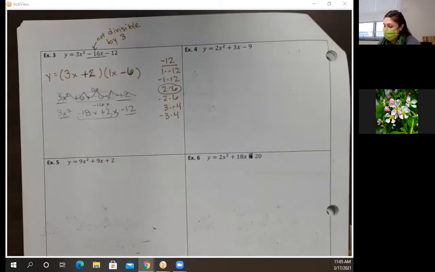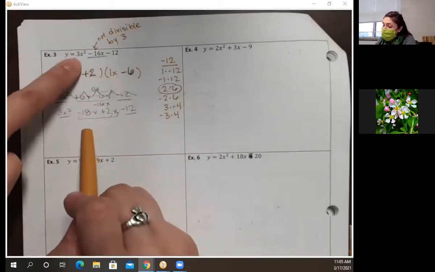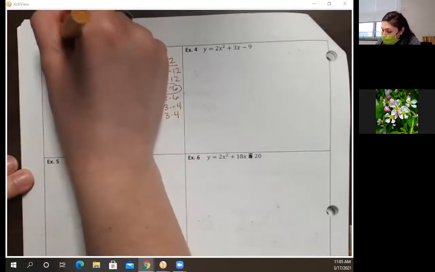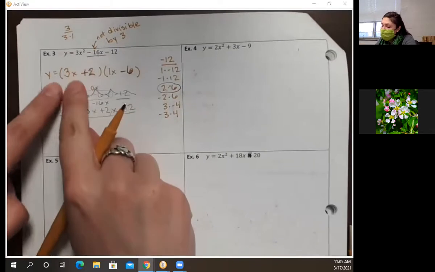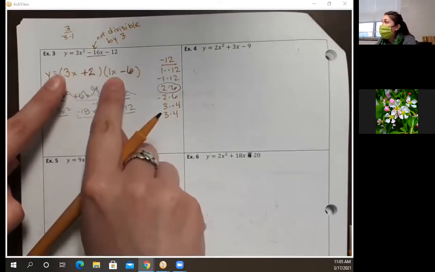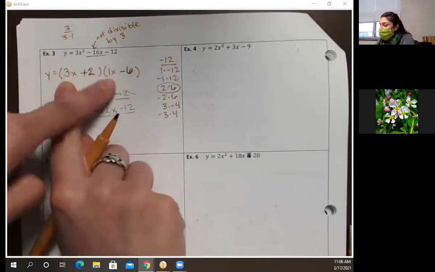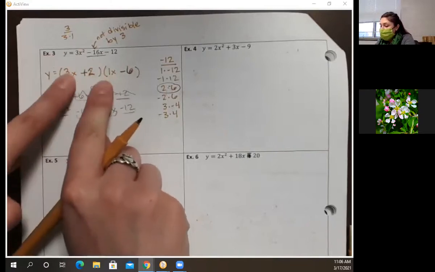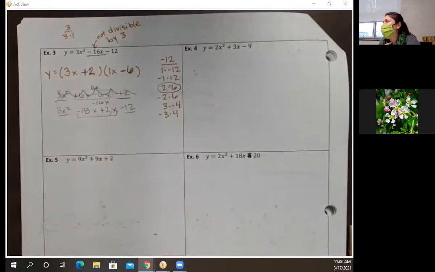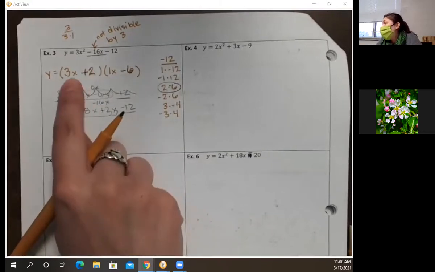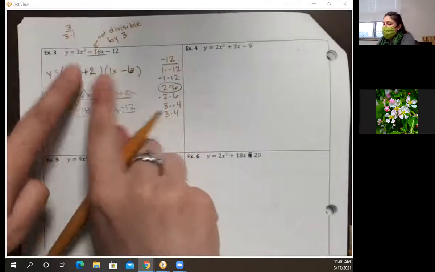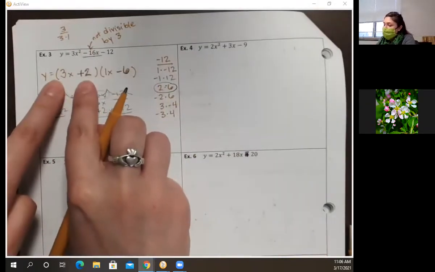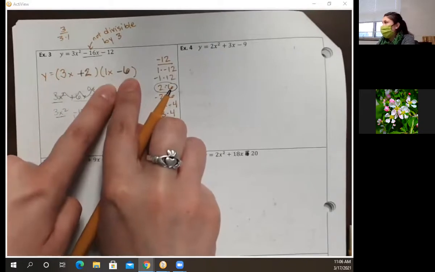Question. The 1x. So the only factors of 3 are 3 and 1, right? Because 3 is prime. So I know for my x terms, there's going to be a 3x and a 1x. So you could have swapped their places. This is my own personal quirk. I like the bigger coefficient of x to be first. It doesn't have to be that way. So if I had swapped the order, then it would be 1x minus 6 and 3x plus 2 over here.